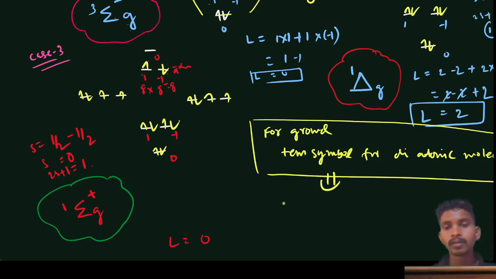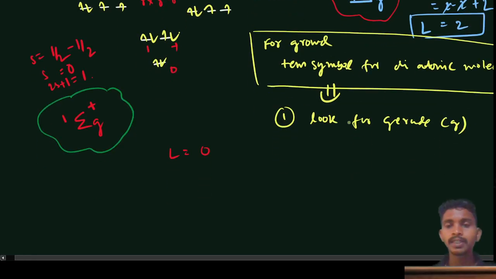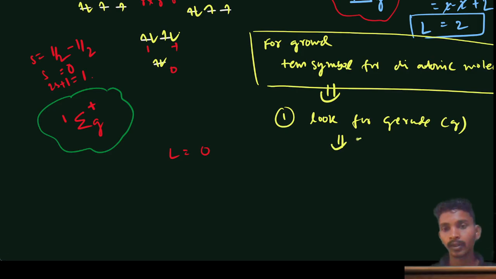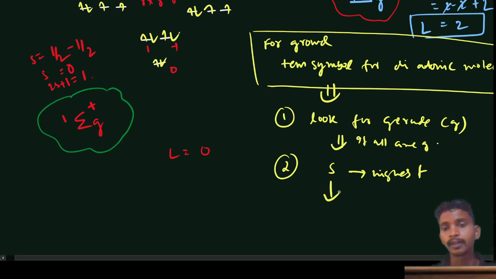the first condition, first preference: first look for gerade, that is G. If G is there, then that will be the first preference. If all are G, then go for the second term, that is S, where we look for the highest value. And if all of these are the same, then go for the highest value of L. So these are the conditions.